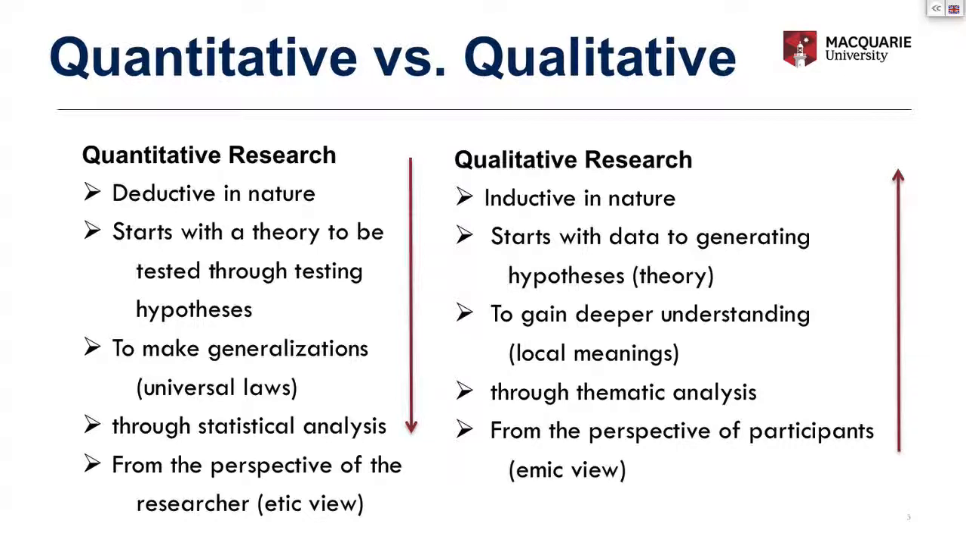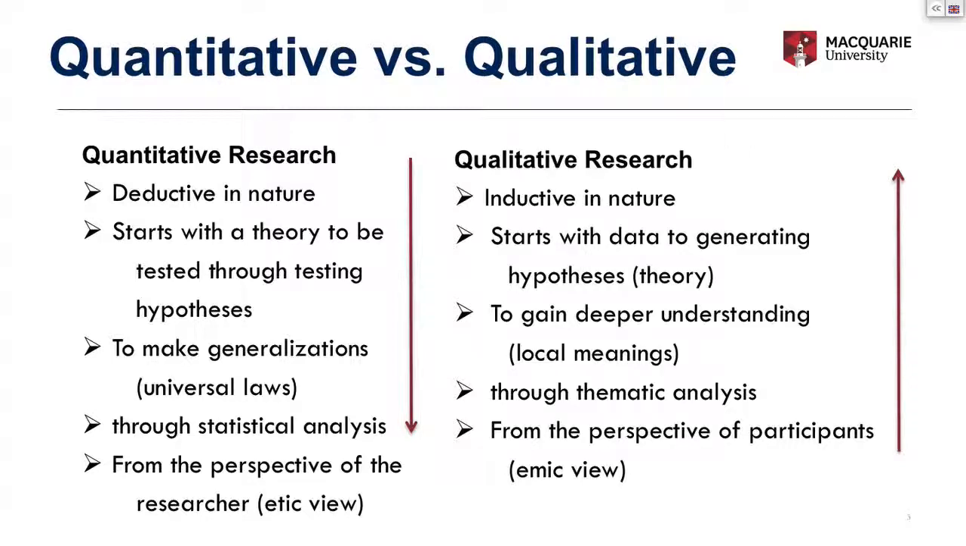On the other hand, what we understand is that qualitative method is inductive in nature, meaning that rather than starting with a theoretical framework, it starts with data. And the purpose is to generate hypotheses. In a fully fledged type of qualitative method like grounded theory, researchers might even be able to produce a theory that could later on be tested by quantitative researchers.